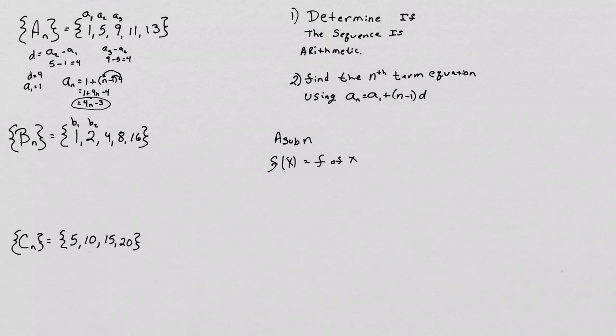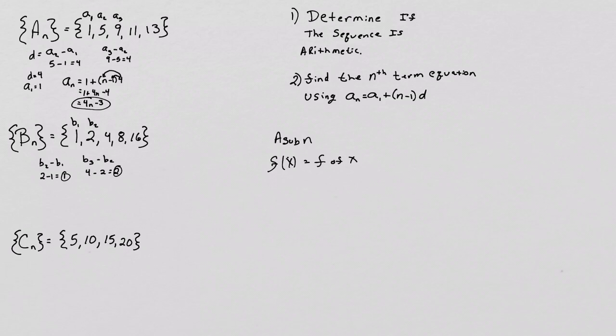So now let's look at my example here, my big set B sub n. Let's look and see if it's got a common difference, because if it has a common difference, then it's going to be an arithmetic sequence. So here we go. We're going to do B sub 2 minus B sub 1, which is 2 minus 1, which is 1. Then we'll do B sub 3 minus B sub 2, which is 4 minus 2, which is 2. Well, these are different numbers, so this one is not an arithmetic sequence. It'll be a geometric. We'll learn that later.